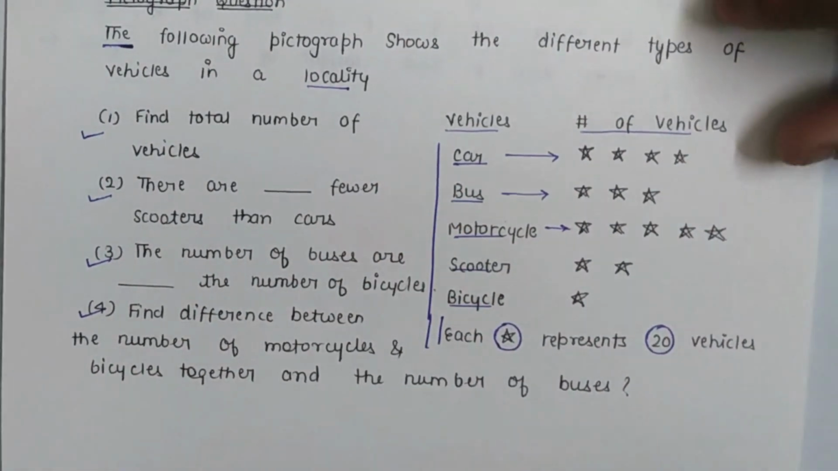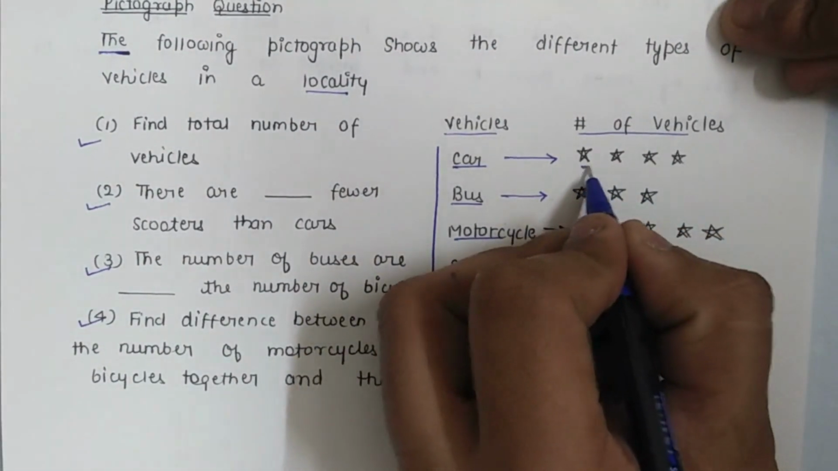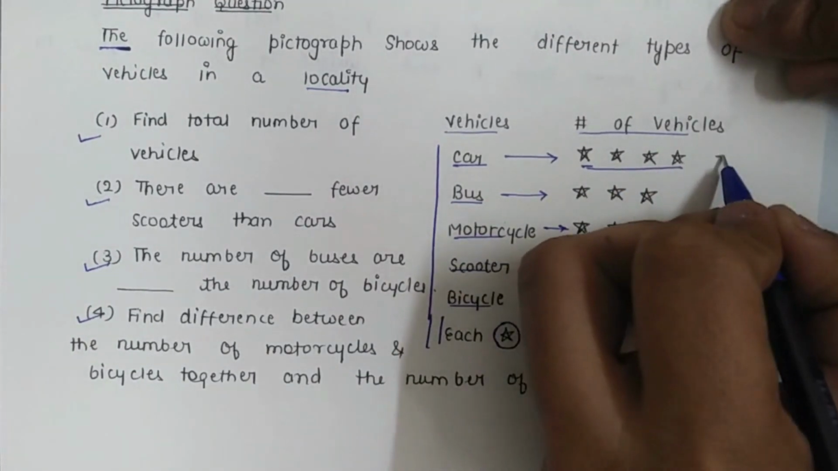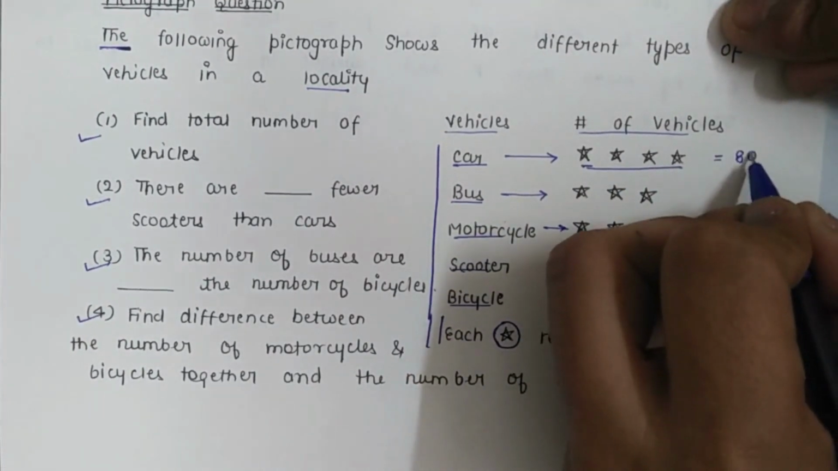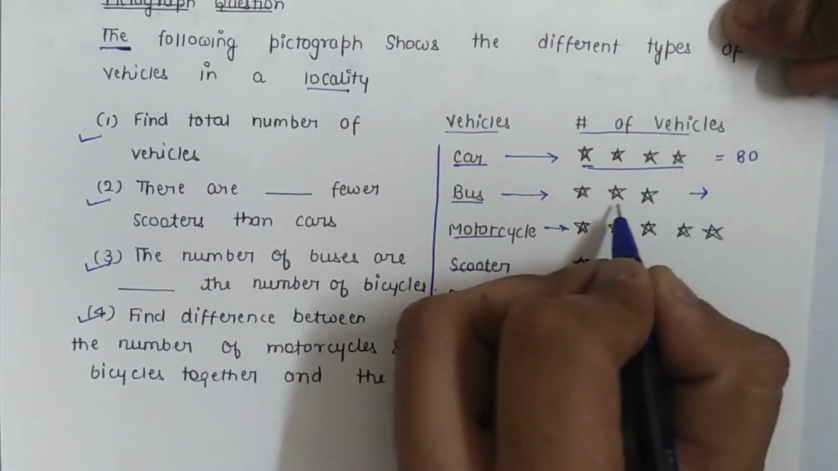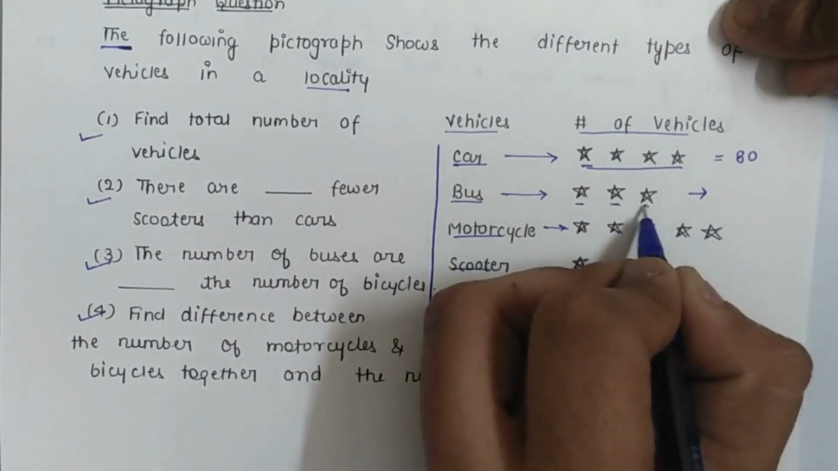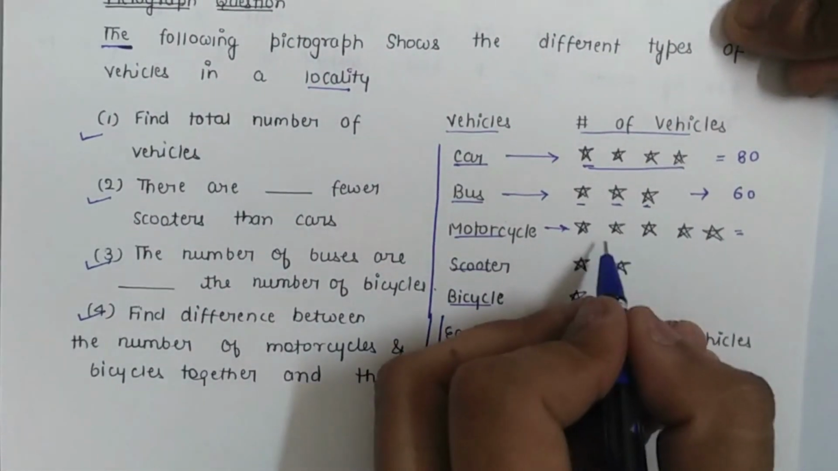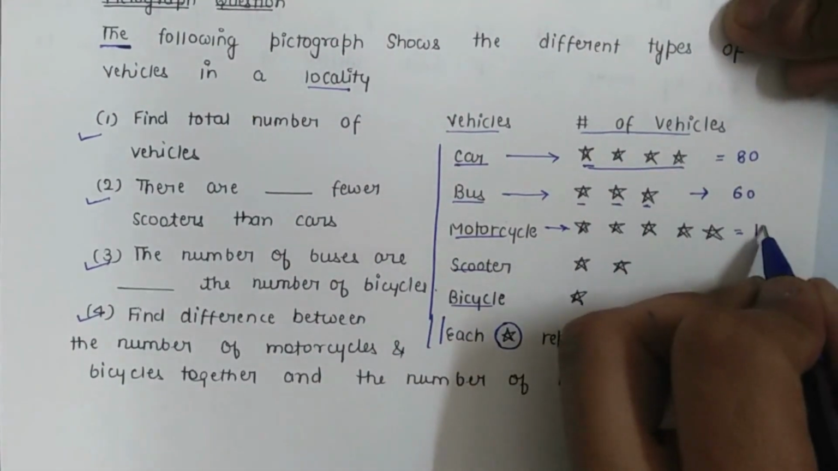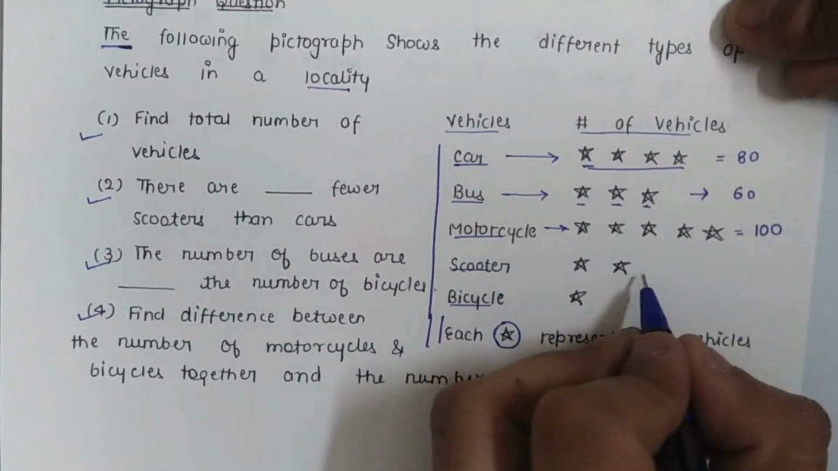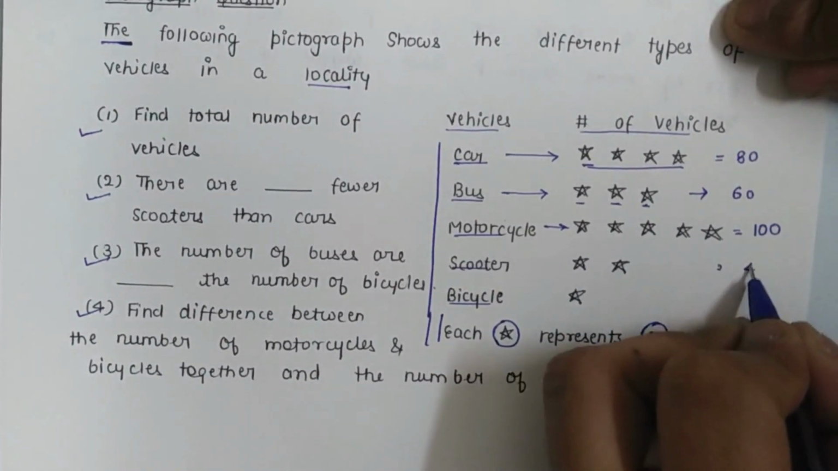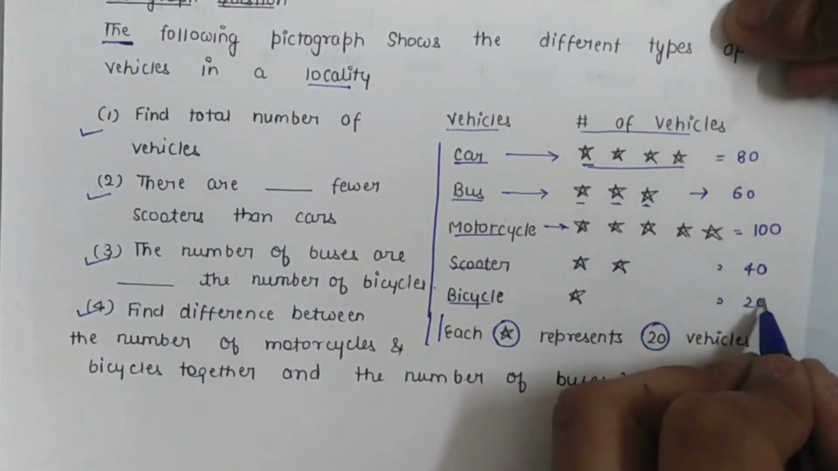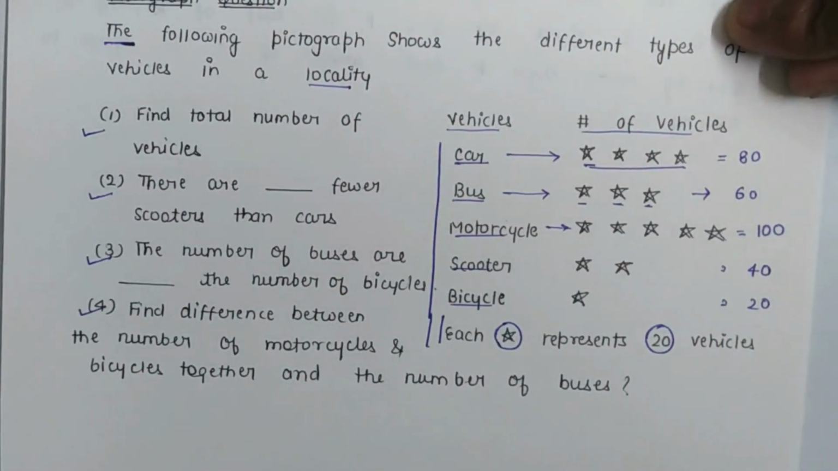So how do we calculate it? Suppose in front of a car there are 4 stars, and we know that each star is 20 vehicles. So this will be equal to 4 times 20, which will be equal to 80 vehicles. Similarly, for buses there are 3 stars, and each star is 20 vehicles, so this will be equal to 60 buses. For motorcycle there are 5 stars, so it will be equal to 100 motorcycles. For scooter there are 40 scooters, because 2 times 20 is 40, and for bicycle we can say 20. So these are all the vehicles which are given.